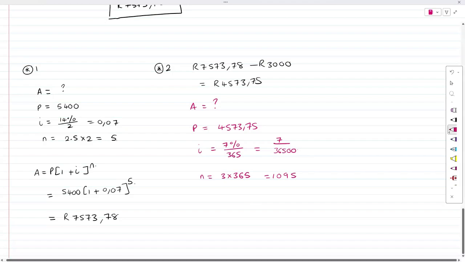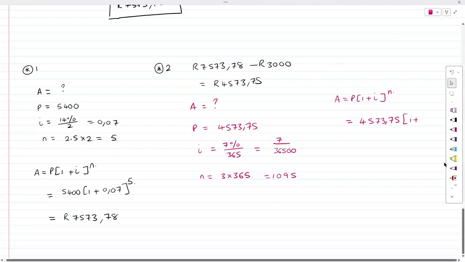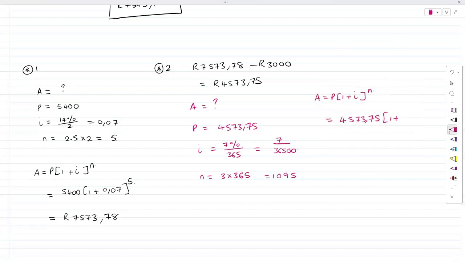Okay. Now, if we solve this, A equals P times 1 plus I to the power of N. P equals 4,573.75 into 1 plus 7 over 36,500, to the power of 1095. I ran out of space, guys.